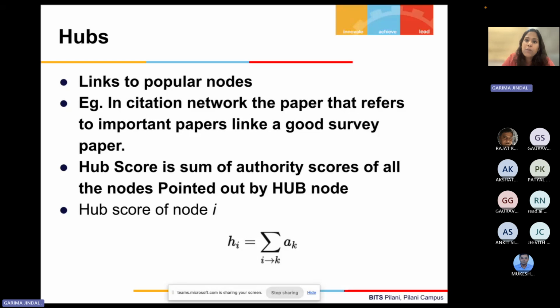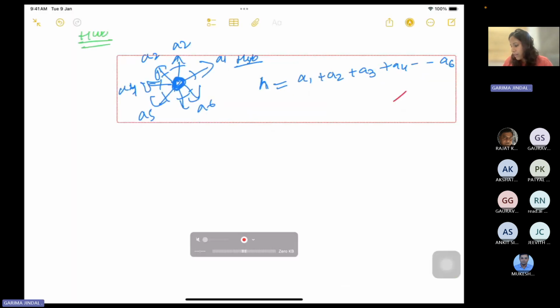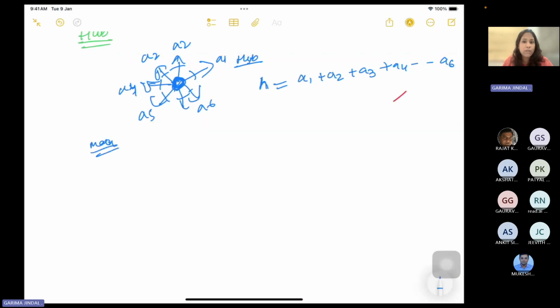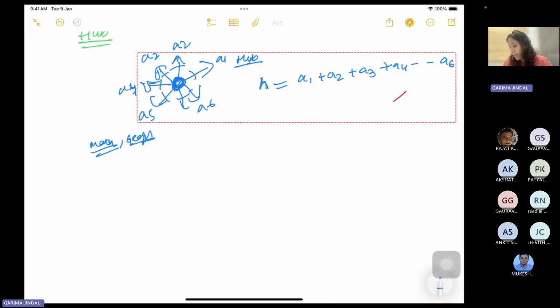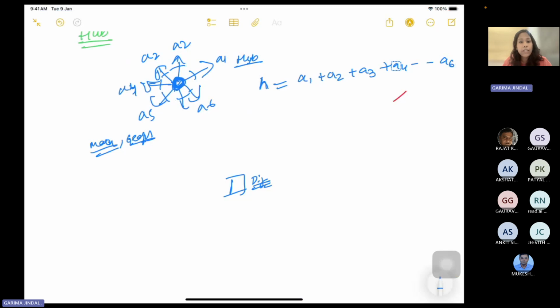Okay, so let's again move on to the citation network that we were seeing before. Maybe there is this citation network of all the papers in maths, or all the papers in graphs. Now there is one paper on the Dijkstra algorithm. Definitely there will be a lot of work that will be referring to this particular paper.